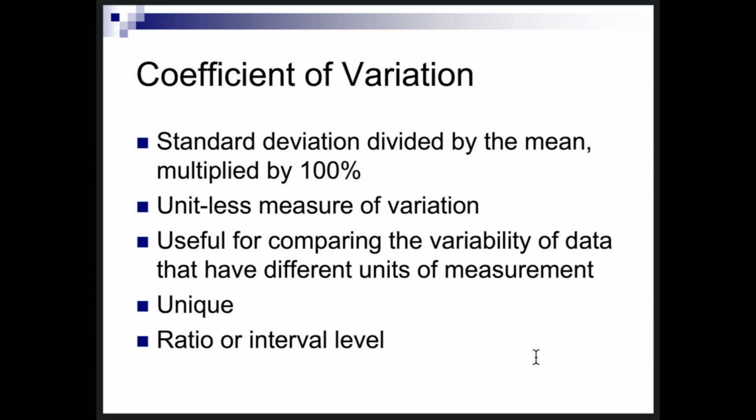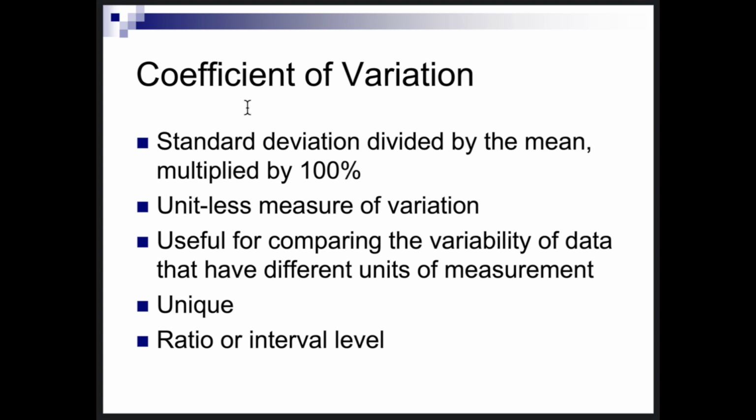So one way to take the magnitude of the mean into account is to divide the standard deviation by the mean, and then we would also typically multiply that by 100%. Now, when we do this, we get a unitless measure of variation. It's unitless because the mean of a data set has units that are the same as the data in the data set.